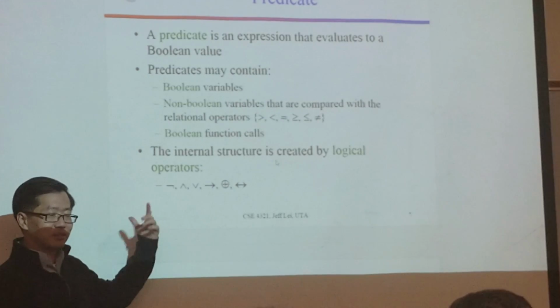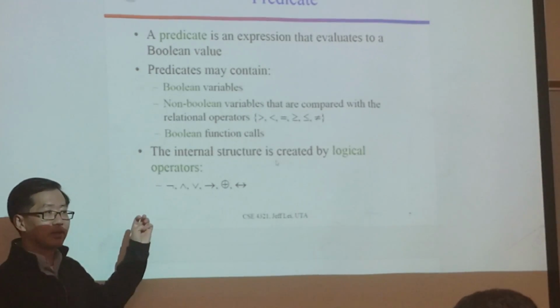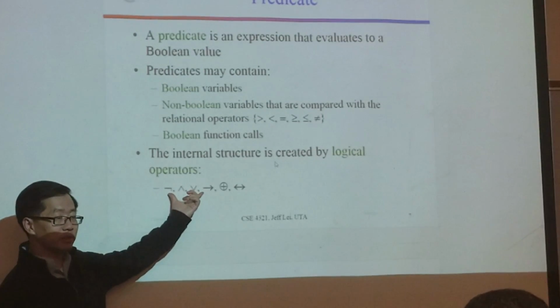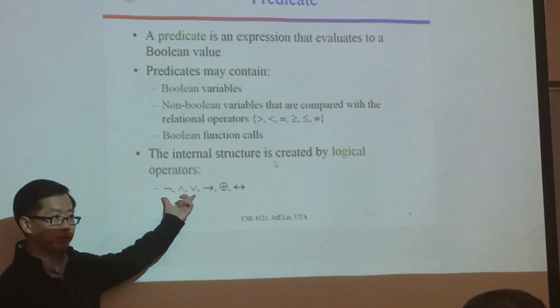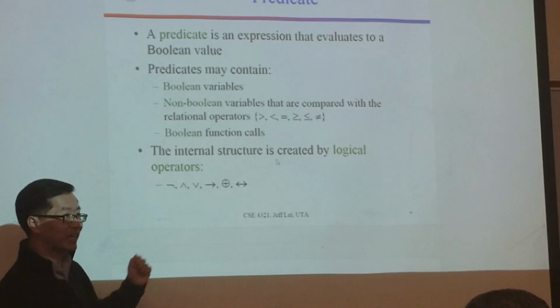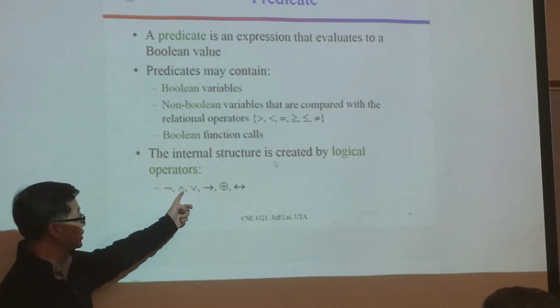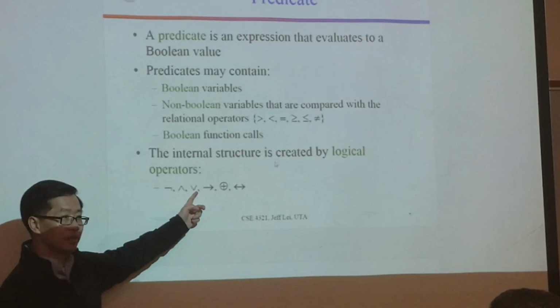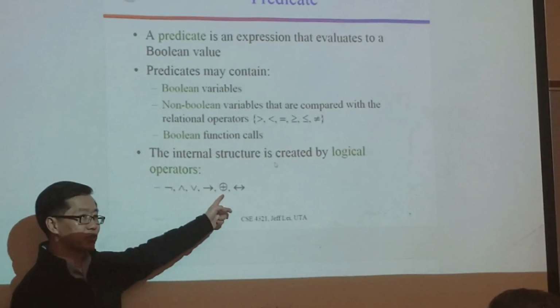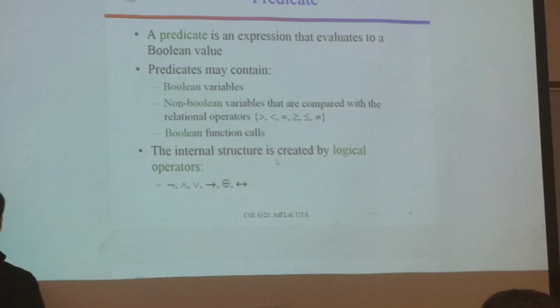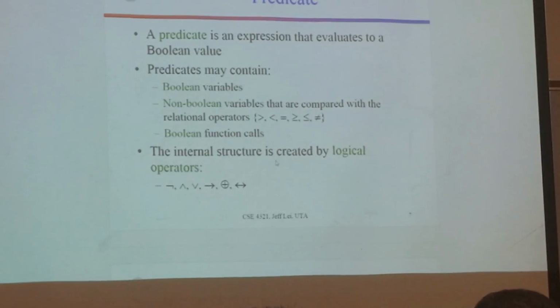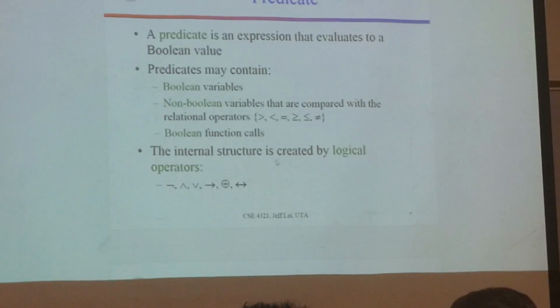So I suppose everyone has taken discrete math. These operators are very much the same, though the notations may be different. So this is a negation, this is conjunction, this is disjunction, and this is implication, exclusive or, and bidirectional implication. We're going to get into the bidirectional implication as well as exclusive or.